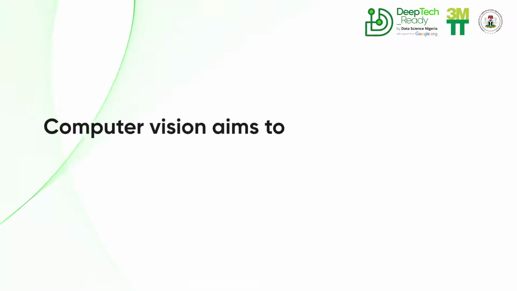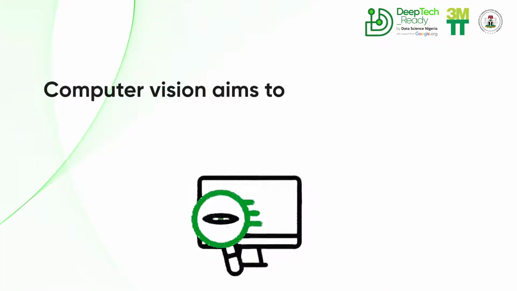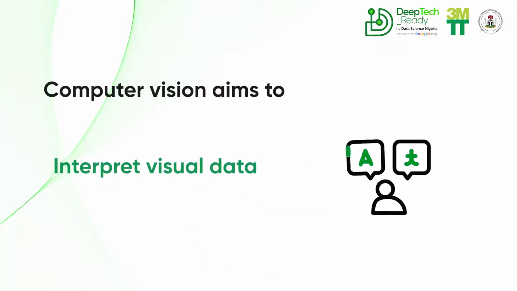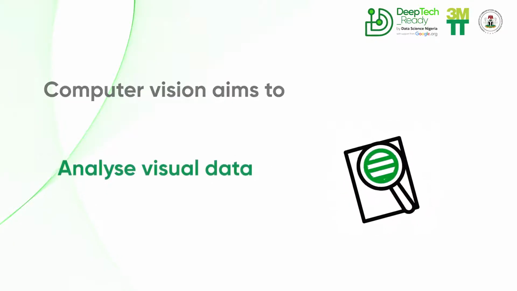When we say computer vision is an aspect of deep learning, it means there are other aspects of deep learning. And what we're trying to achieve with respect to computer vision is simply how do we interpret visual data? How do we understand visual data? And how do we analyze visual data?